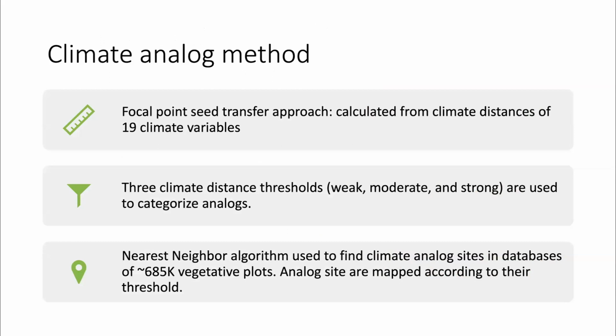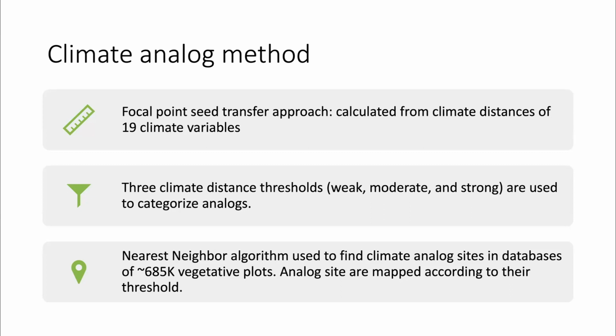So we've been working on developing a new climate analog method, and this method uses the same focal point seed transfer approach, but it uses 19 climate variables to calculate this, and these are all standardized. And then we have 3 different thresholds to accommodate both risk that you'd be willing to take and whether the species is more narrowly or broadly adapted. So for a broadly adapted species, you might want to use more of a weak threshold versus a more narrowly adapted species. I would recommend a strong threshold here.